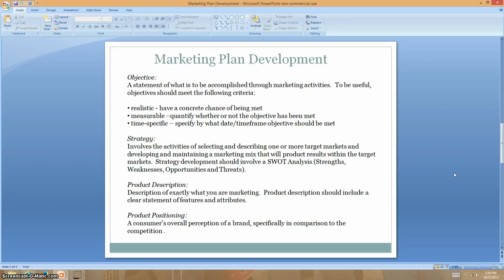Product description, something very specific of what your product is. It should also include, obviously, a very clear statement of your features and attributes. So it's very, very clear to anybody reading your marketing plan what your product is. Product positioning. That's the consumer's overall perception of the brand, specifically in comparison to the competition. What is it that your product has that's better or different than others out there?